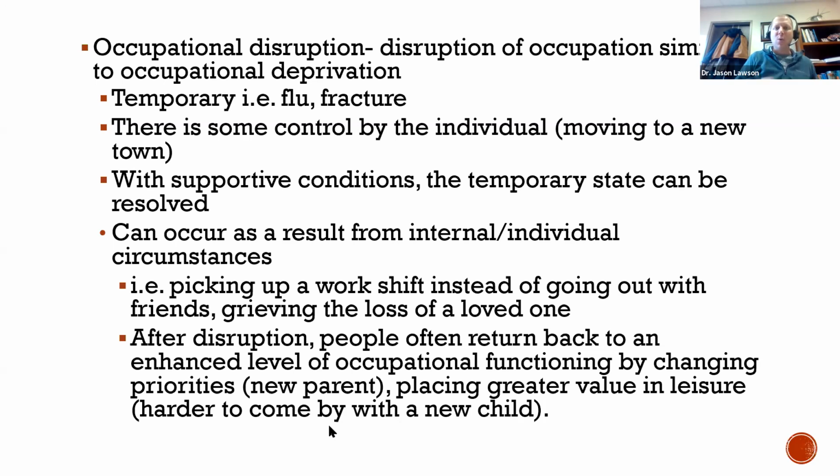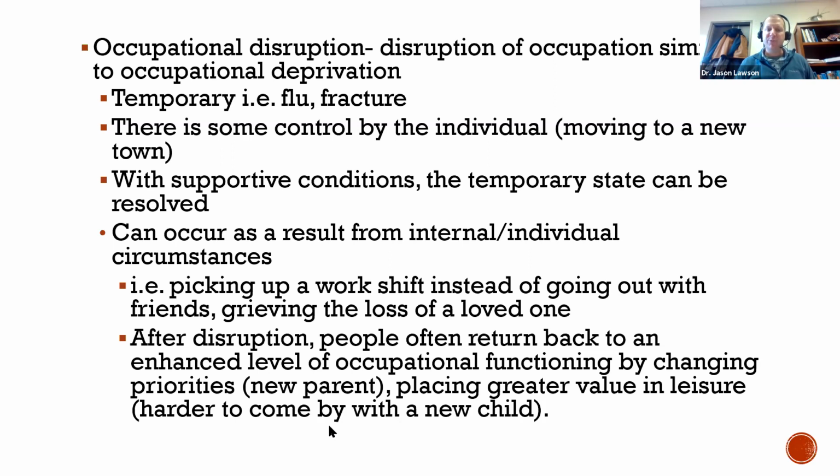So if you have no access to a job, employment, or income, do you have some control by moving to a new town? Okay. With supportive conditions, that temporary state can be resolved. So there could be some level of choice there. And it can recur because of individual circumstances too. So, okay, I'm going to become occupationally disrupted because I'm going to pick up another work shift instead of going out with friends. Or I'm going to stay home in my apartment because I'm grieving and I don't want to be around other people right now, right?